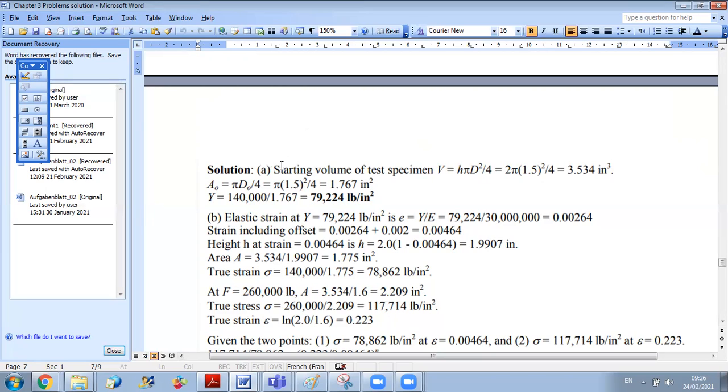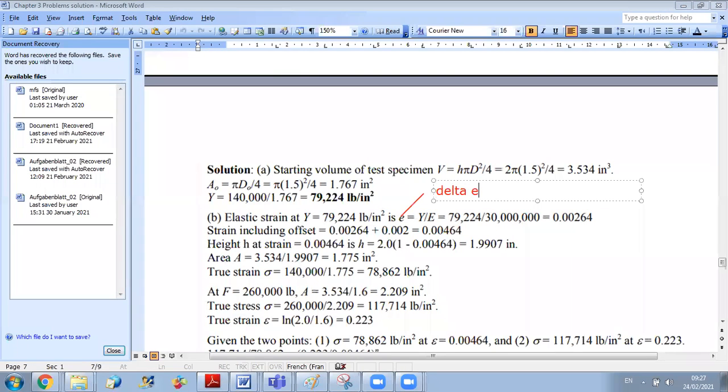As we did in the first question, we found the value of A0 and divided the force by A0 to get the yield strength, and of course it's an engineering value. To get the corresponding epsilon, we first found delta epsilon. Here the solution is not very accurate in notation; this should be delta epsilon. This is why we added 0.002 to get the strain. Take note, the notes explain what they did.